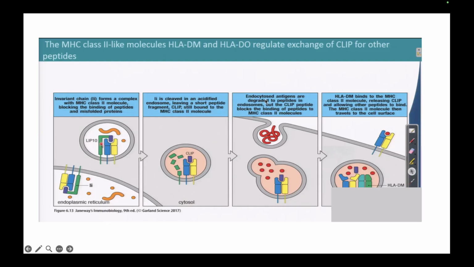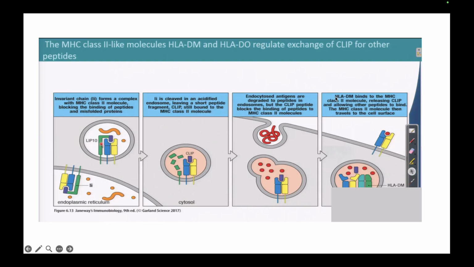Then there are endocytosed antigens. This is a foreign antigen which is coming in by endocytosis. They are degraded into peptides in the endosome, but the CLIP-bound peptide blocks the binding of the peptide to the MHC class 2 molecule. Here you can see this blocks the binding.